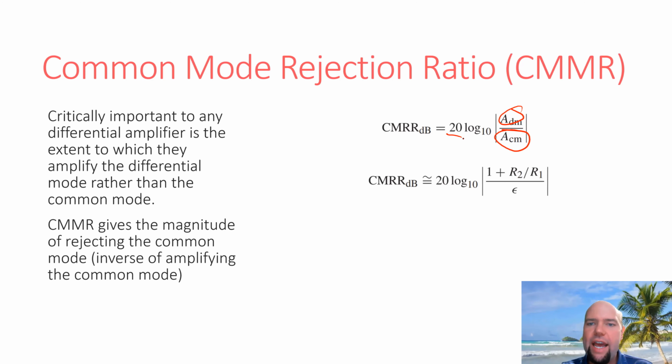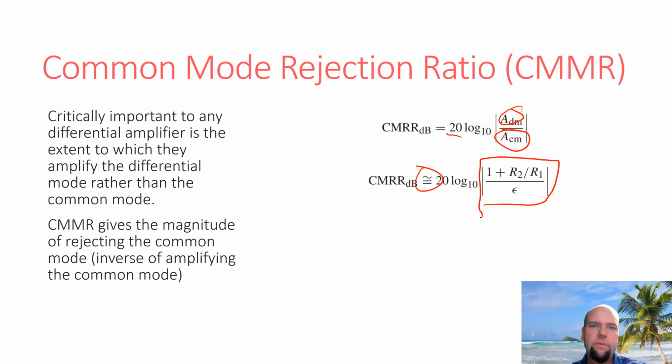And a good estimate, a close approximation, only when we're talking about the difference amplifier, is that the common mode rejection ratio is going to be 1 plus the gain, the ratio of resistors for the differential amplifier, divided by the error term, epsilon. So numerically, what does this mean? It's a log scale, so a common mode rejection ratio of 100 means a 10 to the 5 times ratio difference between the differential mode and the common mode gain.